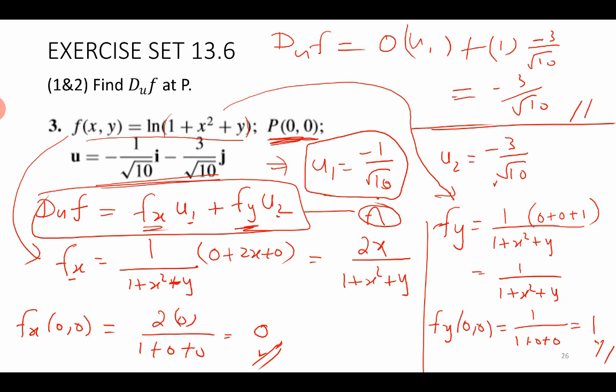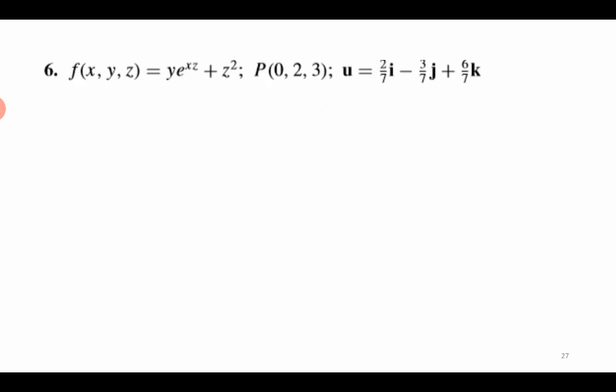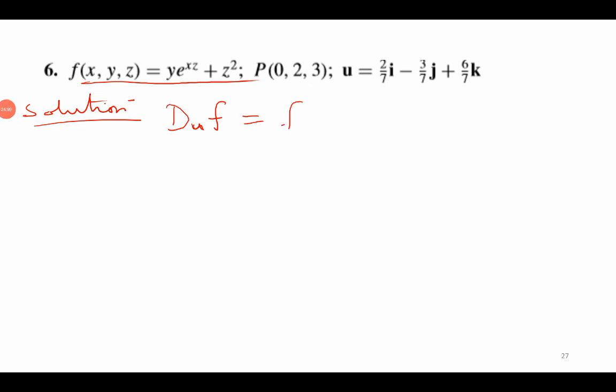And then let's solve one more problem to understand the concept, which is a function of 3 variables. Now how do you write the formula for the directional derivative D_u f, which is f_x u1 plus f_y u2 plus f_z u3. See, the given vector is a unit vector.